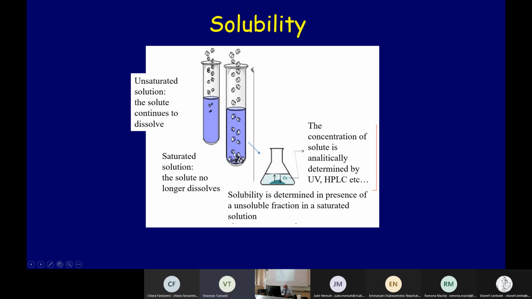Saturated, the solid no longer dissolves because you have part of your compound undissolved in the water, for example, in the solvent. So solubility is determined in presence of insoluble fraction in a saturated solution. So if you want to have a saturated solution, I have to continuously add my compound, and then part of your compound should remain insoluble in the solvent.